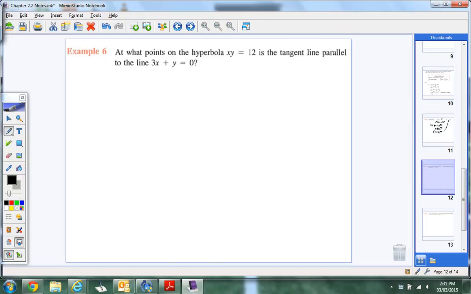Okay, at what points on a hyperbola xy equals 12 is a tangent line parallel to the line 3x plus y equals 0? Yeah, it's a hyperbola. They're doing that on purpose. Yeah, we can divide by x, right? We're not too scared of that. So we can put it in y equals. Okay. And then we want to differentiate that.